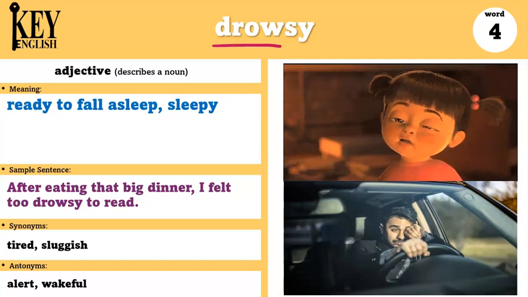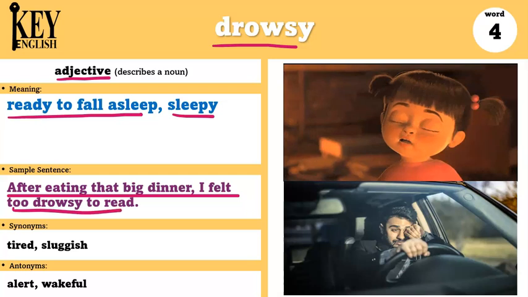Our next word is drowsy. Drowsy is an adjective and it means ready to fall asleep or sleepy. The example says, after eating that big dinner, I felt too drowsy to read. So when you have a big dinner, maybe it makes you feel sleepy. So in this sentence, the person is too drowsy or too sleepy to read.